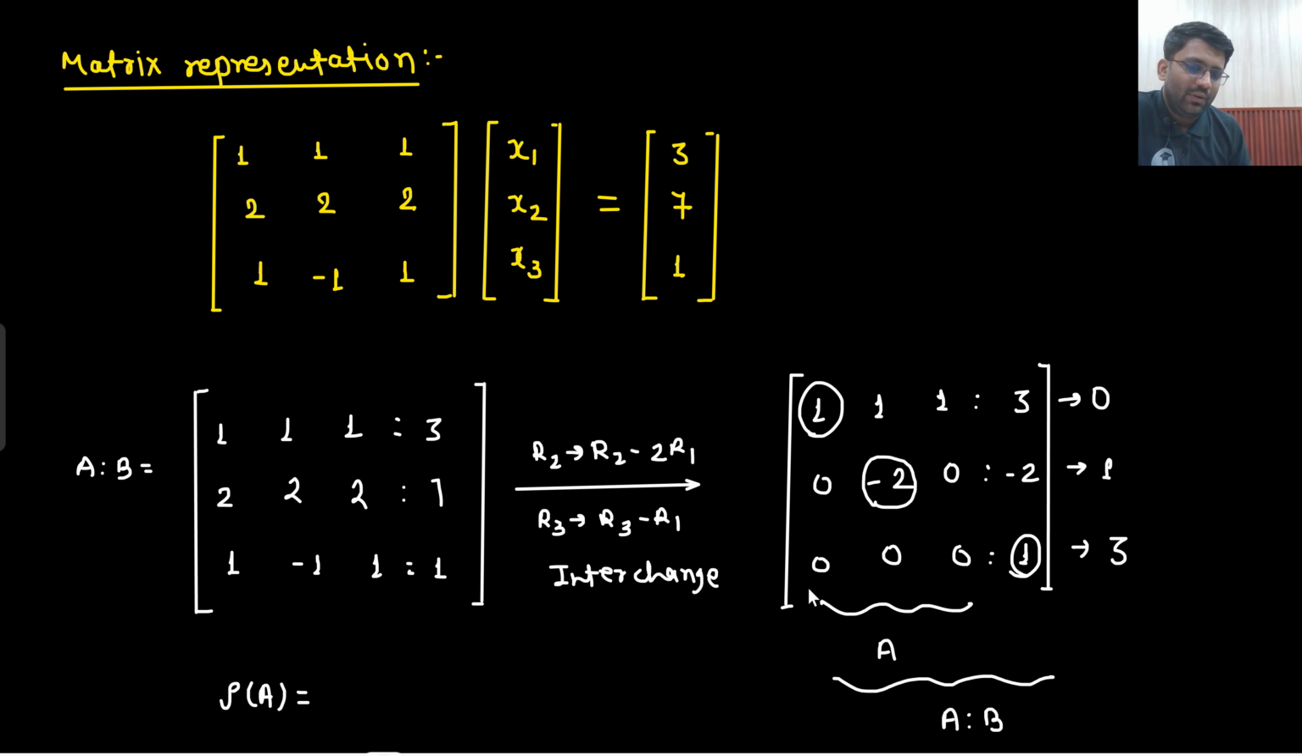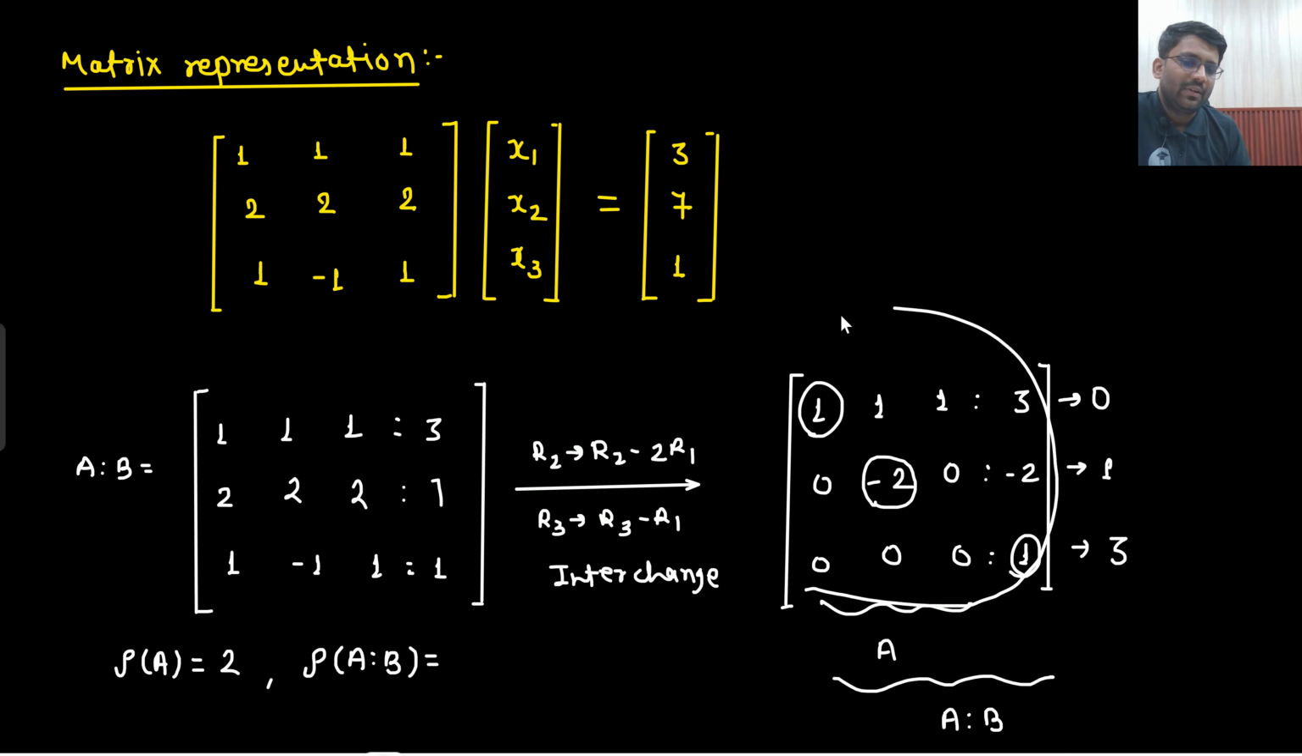What is the rank of A? You need to consider only this much part. In this part, let me know how many non-zero rows are there. First and second. So rank of A is 2. Think about it carefully and let me know what is the rank of A augmented B. This is A augmented B. How many non-zero rows are there?